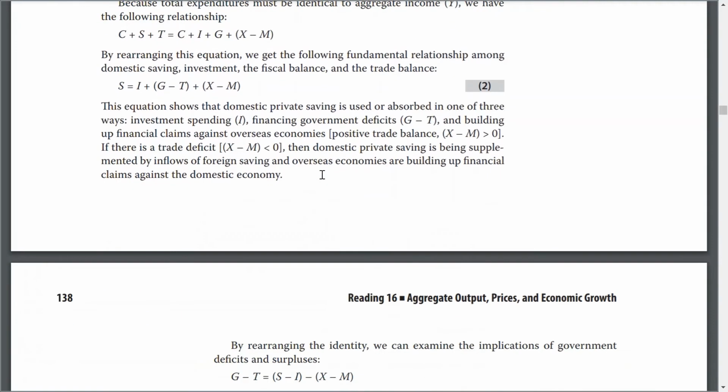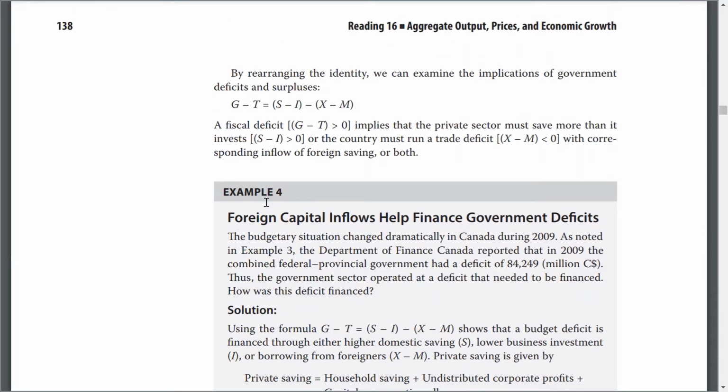The equation shows that domestic private savings is used in one of three ways: investment spending, I; financing government deficits, G minus T; and building up financial claims against overseas economies, a positive trade balance, when X minus M is greater than 0. If there is a trade deficit, when X minus M is less than 0, then domestic private savings is being supplemented by inflows of foreign savings, and overseas economies are building up financial claims against the domestic economy. By rearranging the identity, we can examine the implications of government deficits and surpluses.